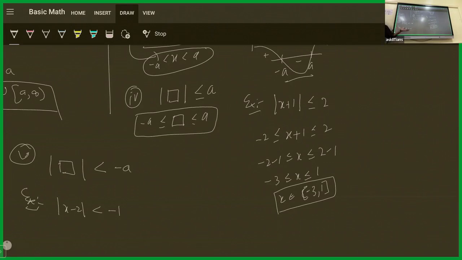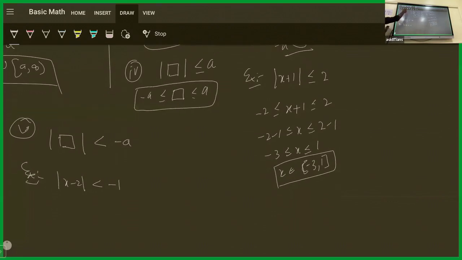Correct. This inequality is not possible, na? The left hand side is always positive and the right hand side is always negative. So do you think it's possible? It's not possible. Yes or no? So in this case, we'll say no solution, provided that this side is negative. ठीक है?